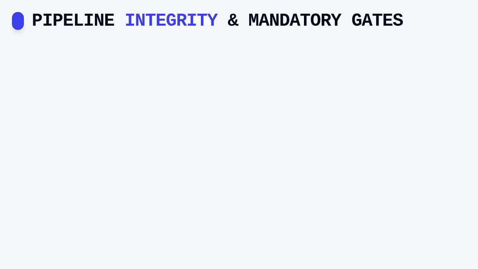Establishing mandatory gates within your pipeline is a critical tactical methodology for maintaining the integrity of the data environment. A gate is essentially a hard stop in the automated process where the code must pass specific privacy and security validations before it can proceed to the next stage of deployment.